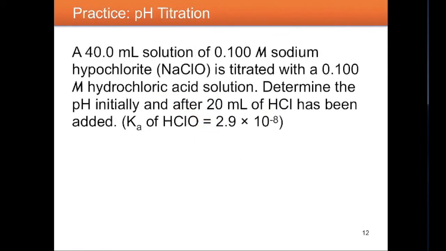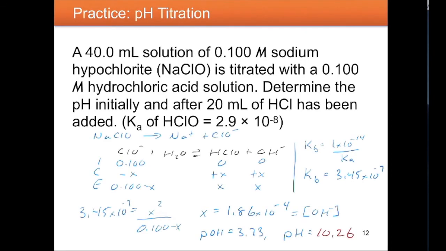So let's go through one more calculation. In this one, we have the same weak base solution, and we're going to try and determine what the pH is initially, so before we've added any HCl, so just a weak base problem, and then determine what the pH is after 20 milliliters of HCl has been added. So let's just go through this step by step.